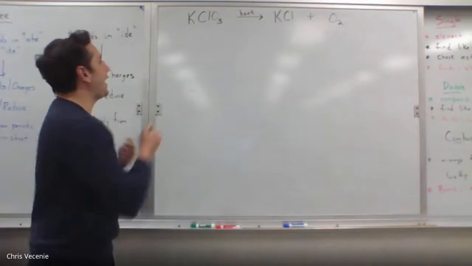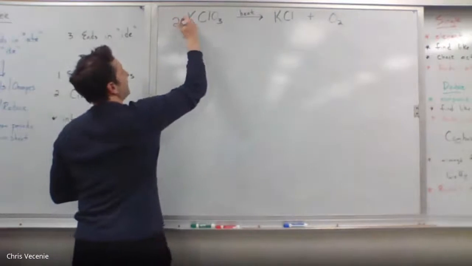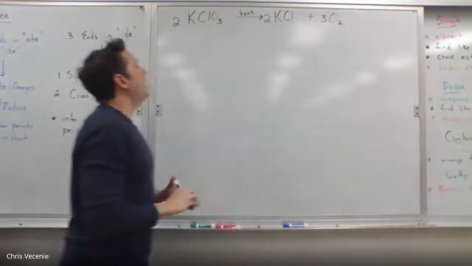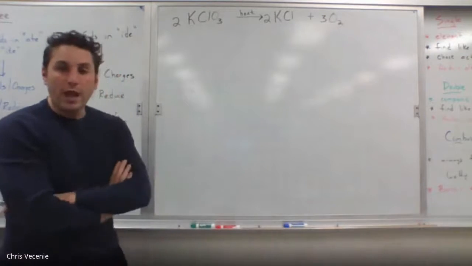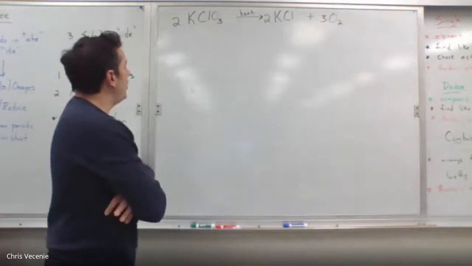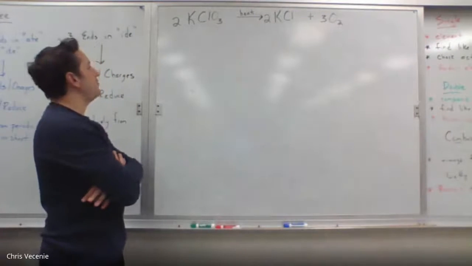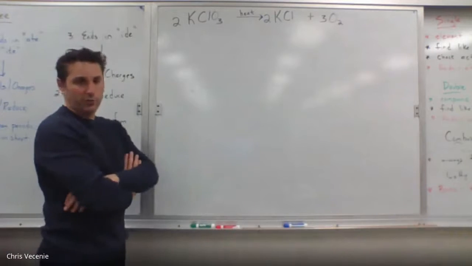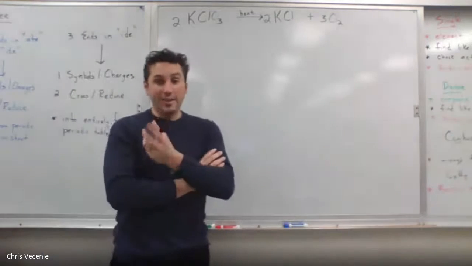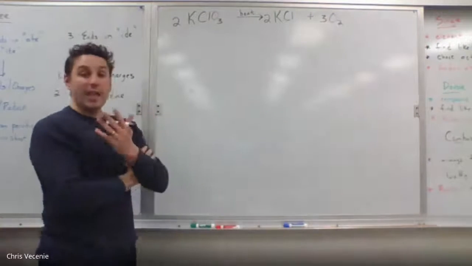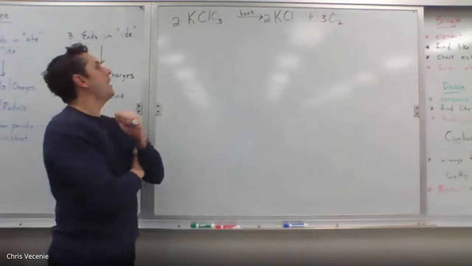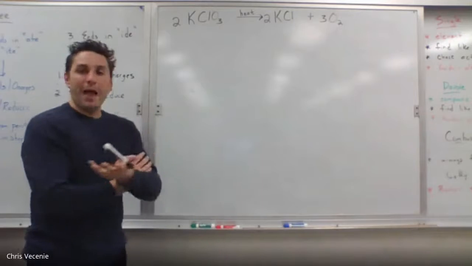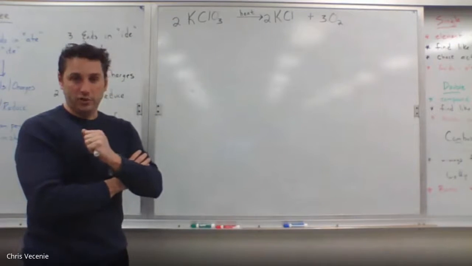Right, now, you're going to see in your packet that this guy has some numbers in front. We're going to get to that, and we've touched on it a little bit this year. But remember, we aren't allowed to create or destroy atoms. So we need to make sure we have the same number of potassiums and chlorines on both sides and the same number of oxygen. That's what those coefficients are for. It is not going to affect anything about your experiment or your calculation. The only thing it is going to do is make sure it matches up with what we know is important later in the next chapter.